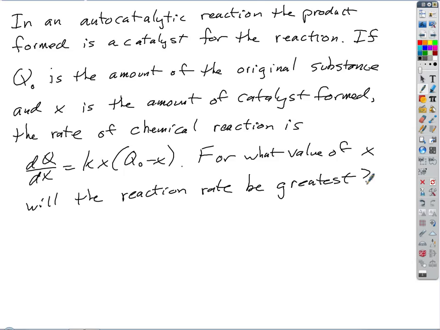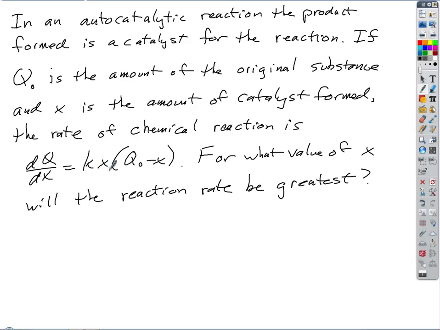So if Q naught is the amount of the original substance and X is the amount of the catalyst formed, the rate of the chemical reaction is given by this: dQ/dx, the rate of change of the substance, is equal to some constant K, we don't even have to know what it is, times X, the amount of the catalyst, times Q naught minus X, the amount of the substance minus X. And we can talk about why that is. This really just represents how much has been used up, right?